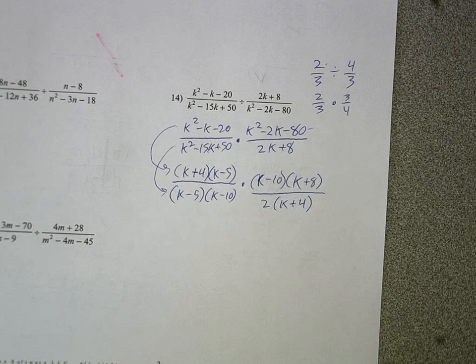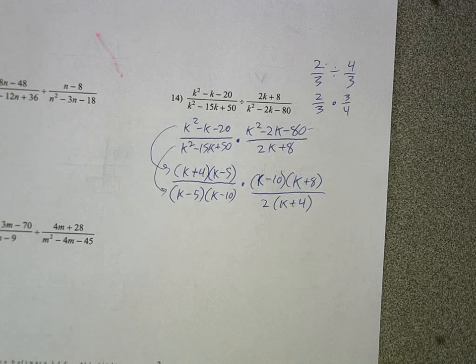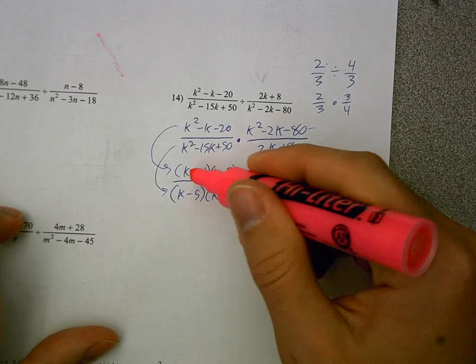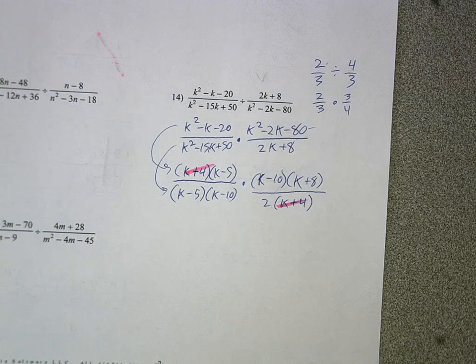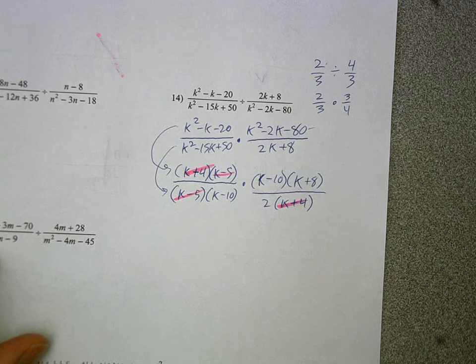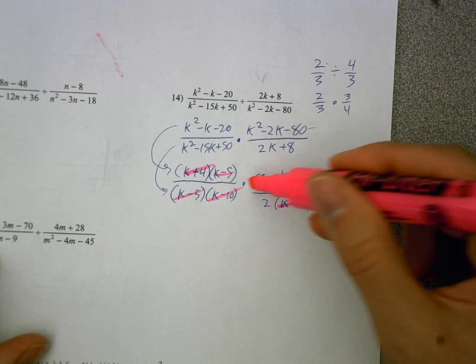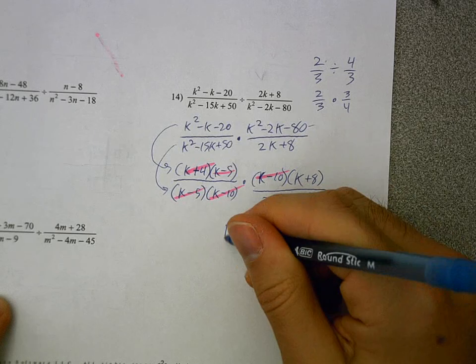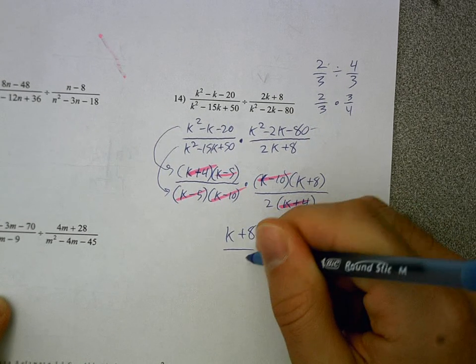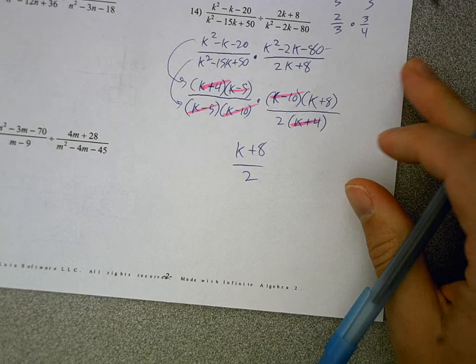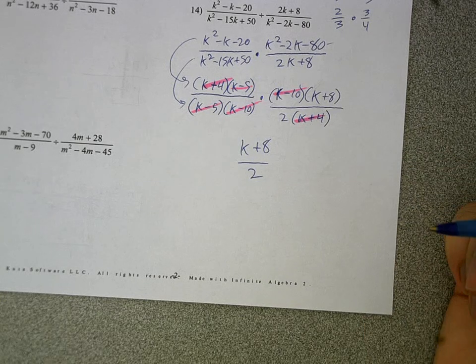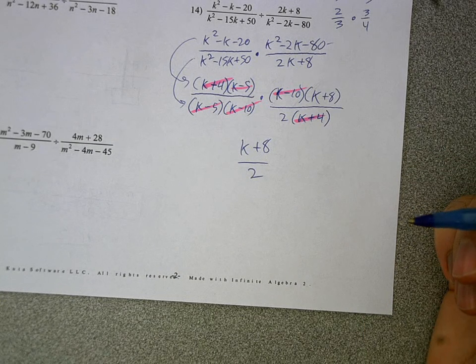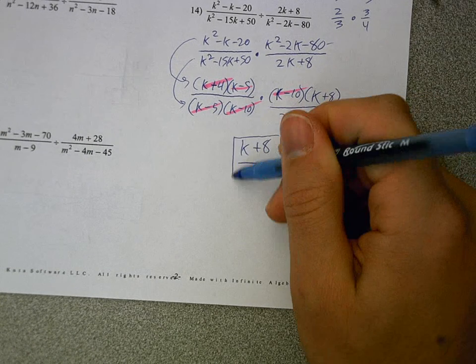So what do I have identical twins wise? What can I reduce here? K plus 4s, k minus 5s, k minus 10s. So my final answer here is k plus 8 over 2. And then I cancel out the 8 and the 2? No. We stop right there.